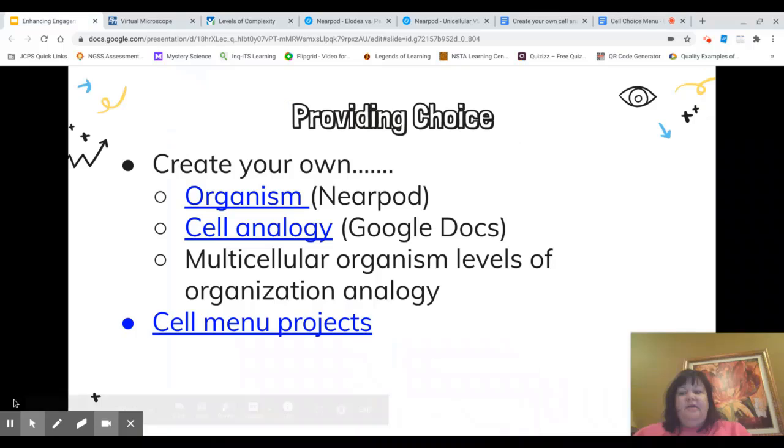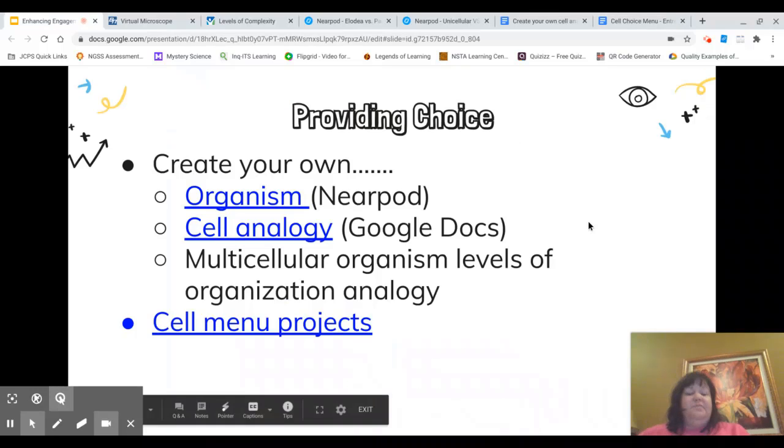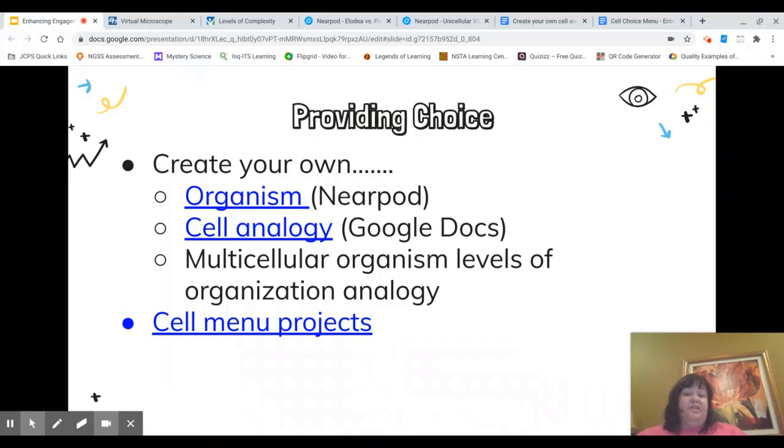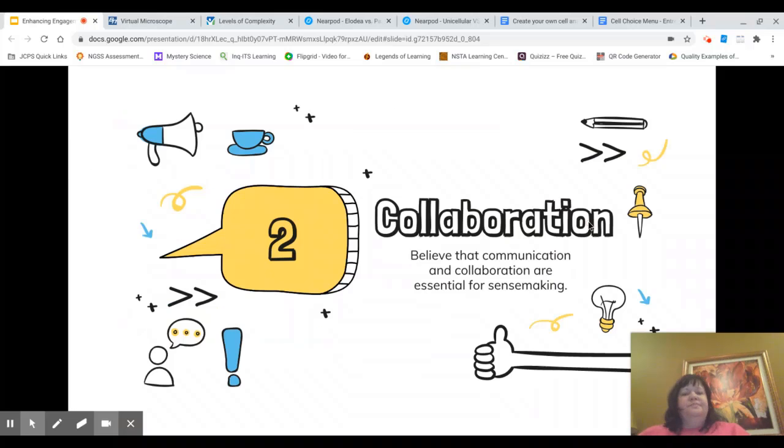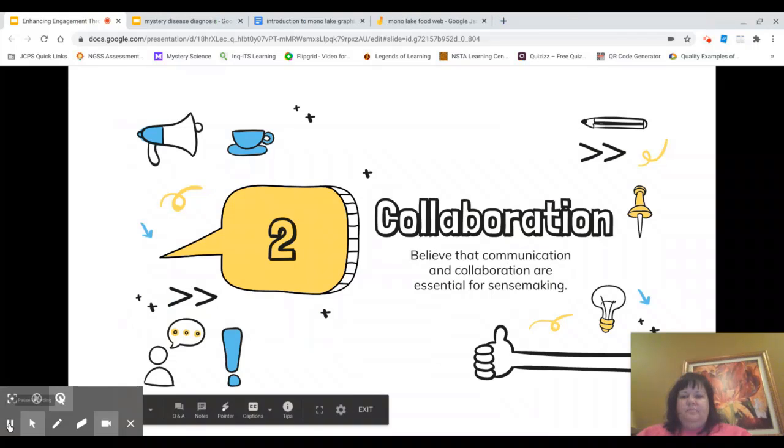So that was the way that giving them that choice really helped give rich tasks and get some of that buy-in, that, okay, I understand this connects to me. This is my real world phenomenon connections. So next I'm going to talk about collaboration.